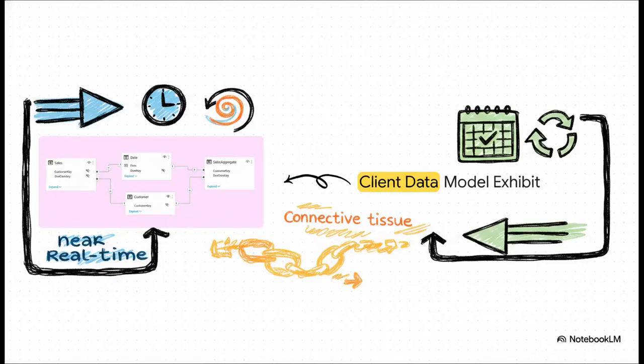Think about how this architecture actually comes together. On one side, we have that near real-time sales table. On the completely opposite side, the weekly sales aggregate table. And sitting right smack in the middle, acting as the connective tissue, are our dimension tables, date and customer. Both the sales and the sales aggregate tables have to connect back to these central dimension tables. It's like a giant puzzle, so keep that structure in the back of your mind.